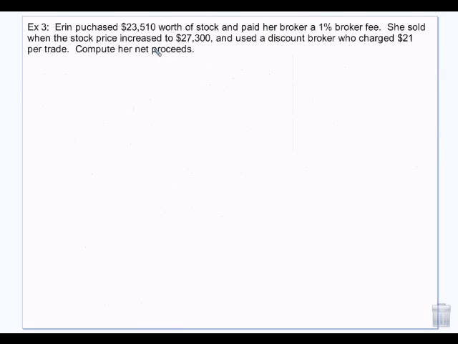Erin purchases $23,510 worth of stock and pays a 1% broker fee. Then she sells the stock at $27,300 and she uses a discount broker. Okay, so here's what we have to do. We have to find the broker fee. 1% is equal to 0.01, so I'm going to multiply this by 0.01. So $235.10 is the first fee.